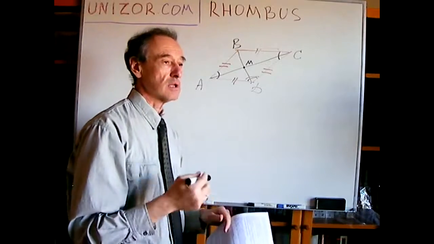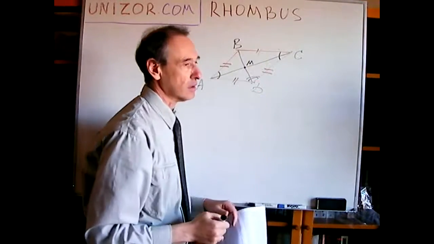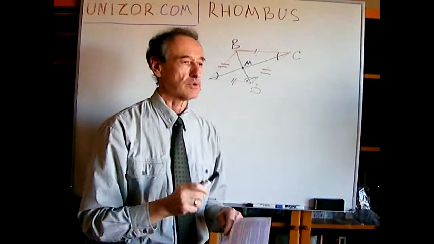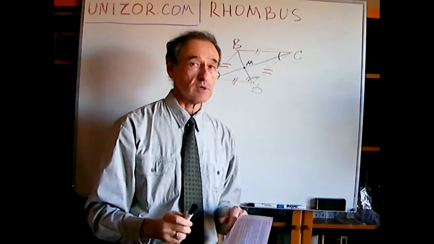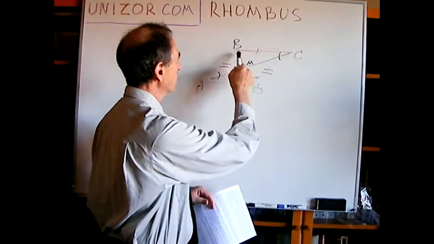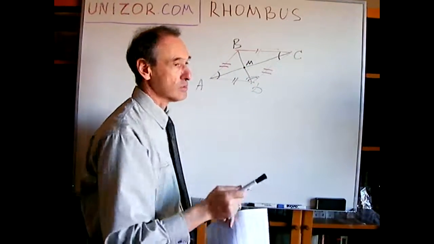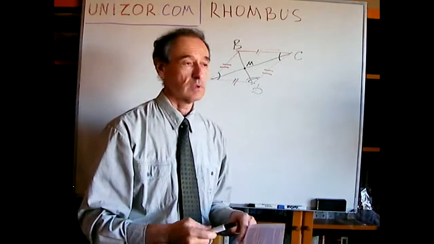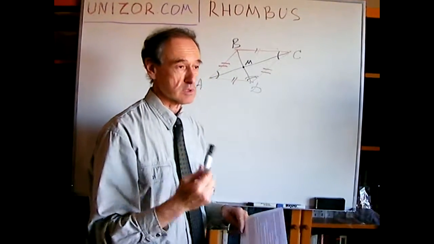Now, the median in an isosceles triangle, did I say equilateral? No, it's an isosceles triangle. I'm not sure. Anyway, in the isosceles triangle, median BM is also an altitude and angle bisector. Remember that property of the isosceles triangles.